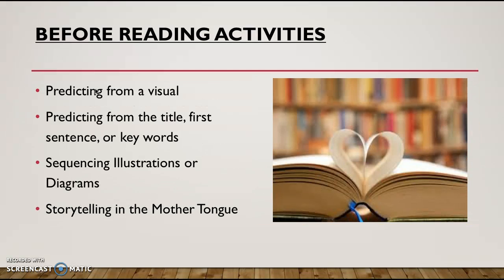So here's a list of some pre-reading activities. One, doing predicting from a visual. Allowing students to get in small groups, looking at illustrations or visuals and making attempts to predict what the story or text may be about. Also allowing the students to predict from the title, the first sentence, or keywords. Sequencing illustrations or diagrams. So maybe cutting out pictures and illustrations and having students work in groups to place those illustrations in a sequential order.